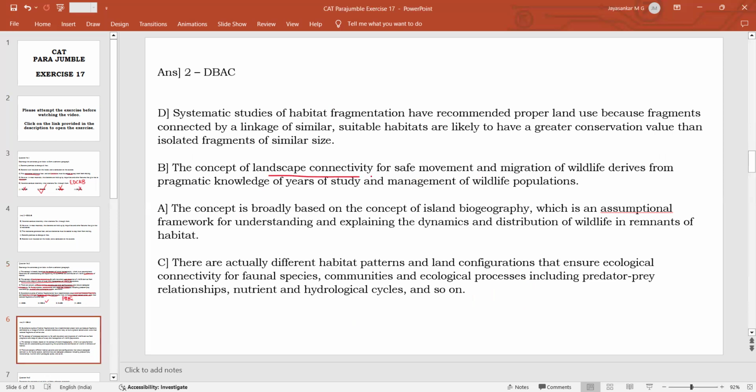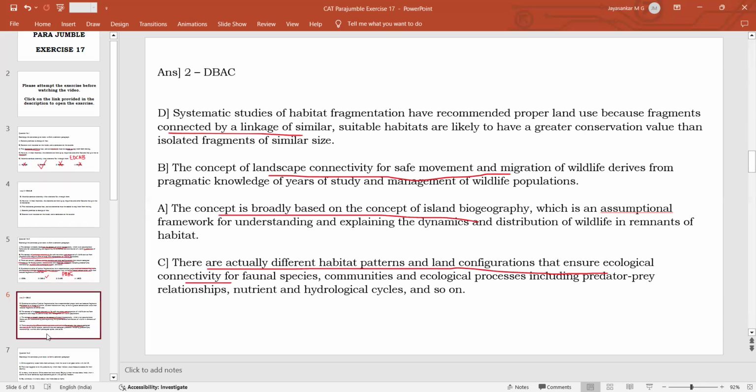The concept, how is it based on what, what is the theory underlying the concept, and what are the different methods in which this connectivity can be ensured. So what is the need for connectivity, why it is required, what is the theory, how it can be done. So DBAC is the clear answer for this question.